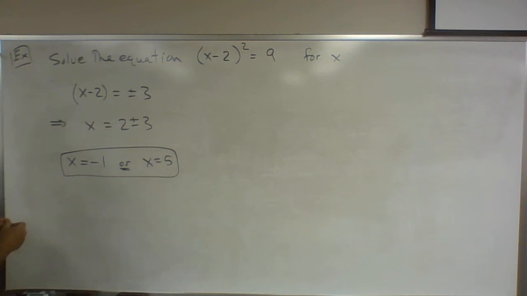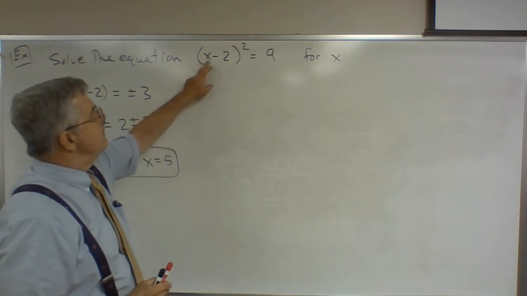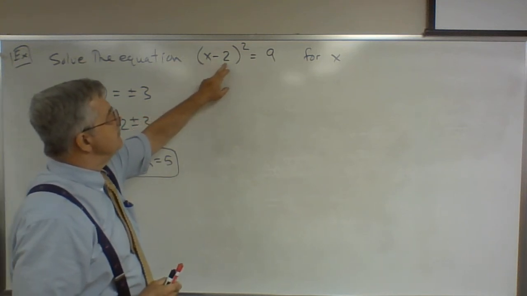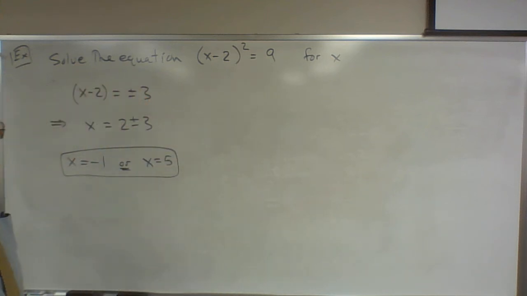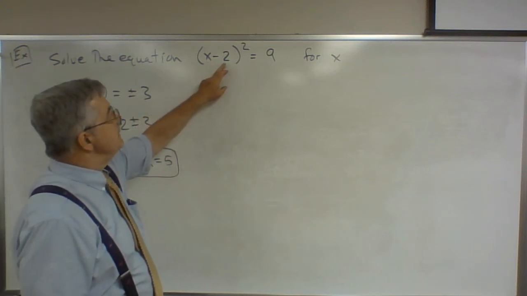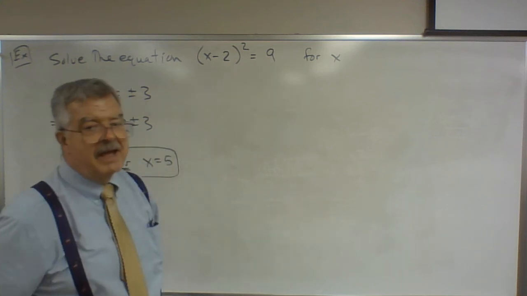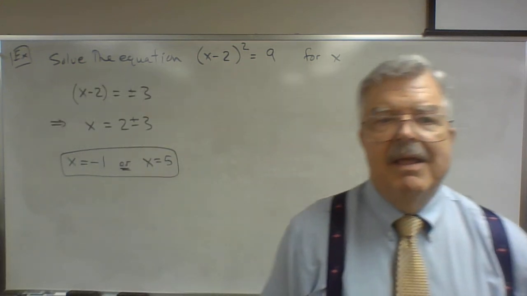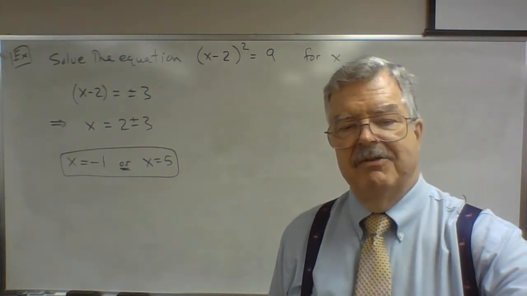And mentally, let's just check both of these. If I take negative 1 and plug it in for x, I get negative 1 minus 2 is negative 3 squared is 9. Yep, that works. If I take 5 and plug it in for x, I have 5 minus 2 is 3 squared equals 9. Okay, it worked. Now we're going to cut to the chase.